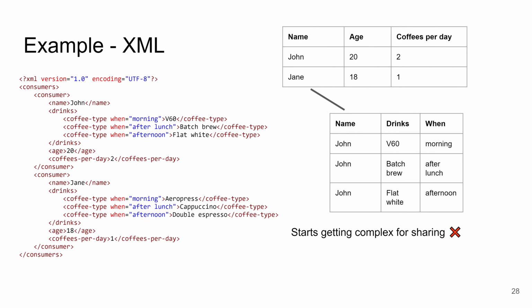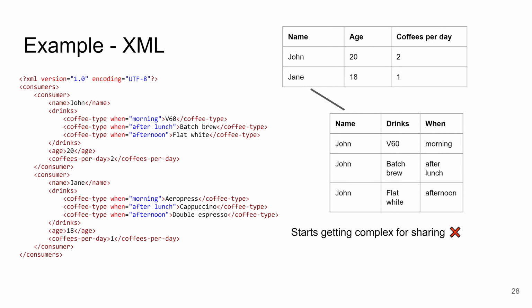What actually would be the correct approach in a relational database, for instance, is to split this data into two tables. One would say that John is 20 and drinks 2 coffees per day, and another would say which drink is drunk by whom and when. But then when we want to share this data, this would start getting complex as we would add more and more information. So actually here it starts to make sense to use a hierarchical data format such as XML.